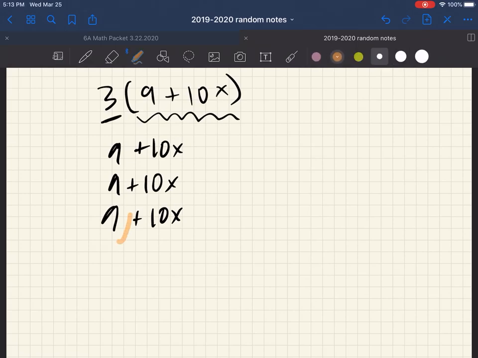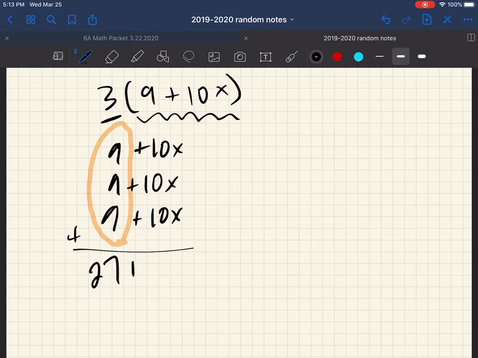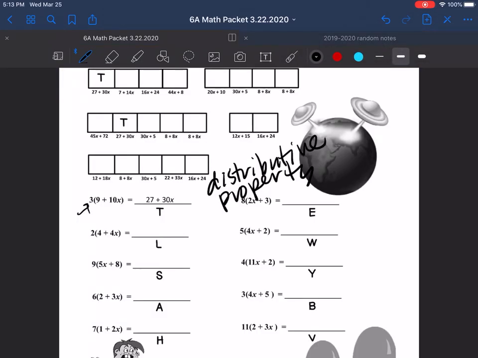Everything in this column, none of those have an x. So 9 plus 9 plus 9 gives me 27. And I'm going to add my other like terms. All of these have one x, just an x, right? So I'm going to add those up. 10 plus 10 plus 10 gives me 30x. So my equivalent expression would be 27 plus 30x. And we can see that right here, 27 plus 30x.